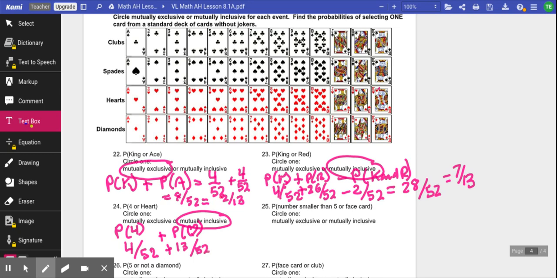hearts. But my problem is I counted the 4 of hearts here, and I counted the 4 of hearts here. So I have to take away one of my double counts. So minus 1 out of 52. And if I wanted a heart, any of these cards, or a 4, any of these cards, that means I would be happy with 16 out of 52 cards, which is the same as 4 out of 13. Okay, see how I double counted this one? That's why I had to subtract that 1 out of 52.